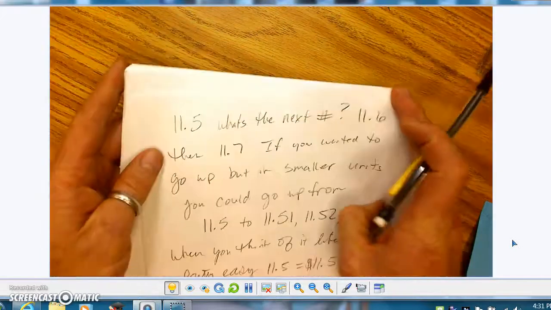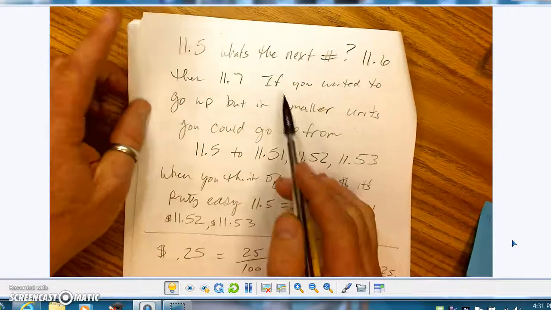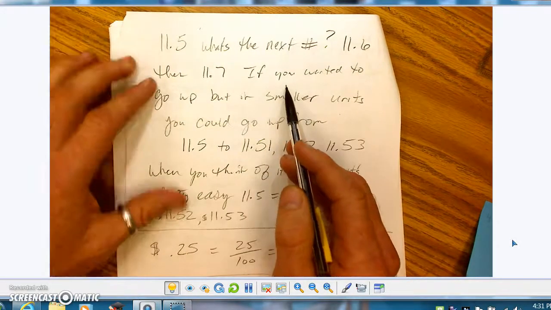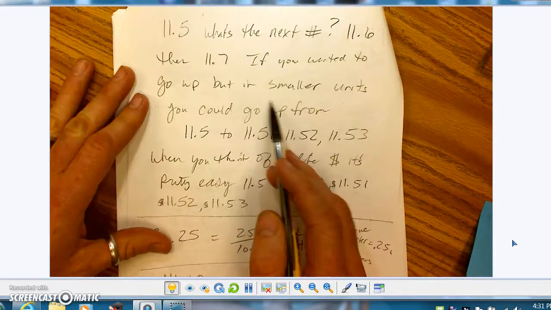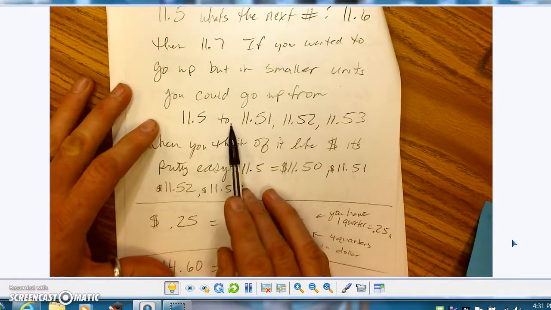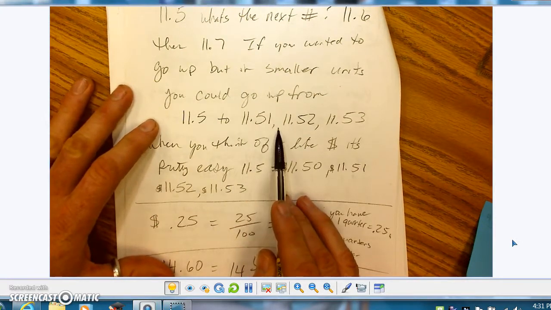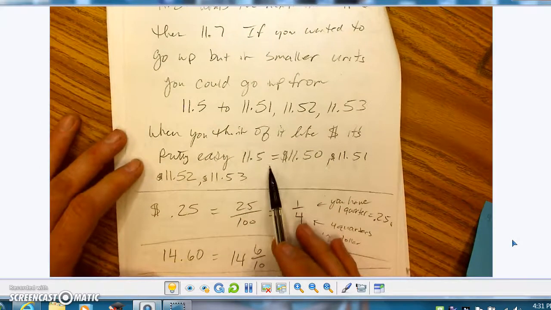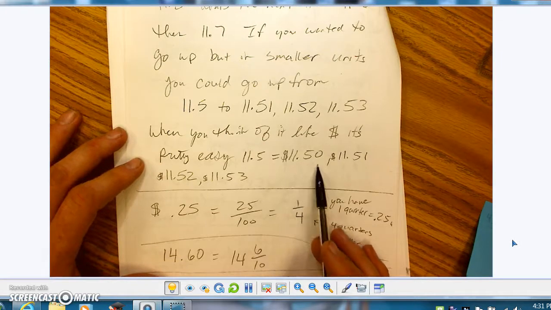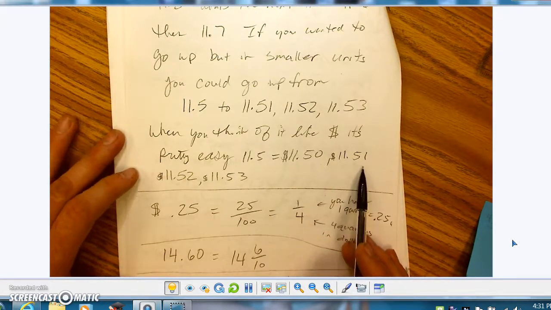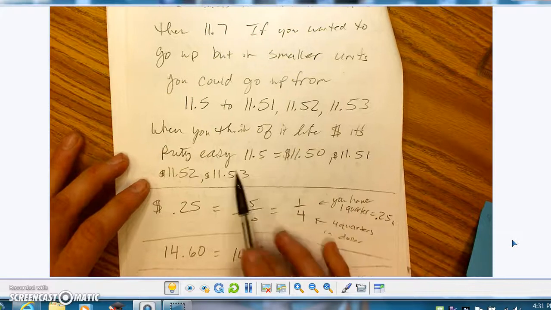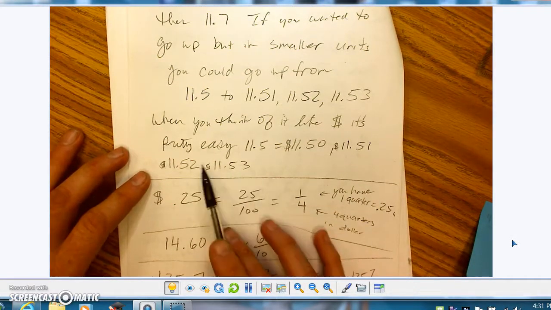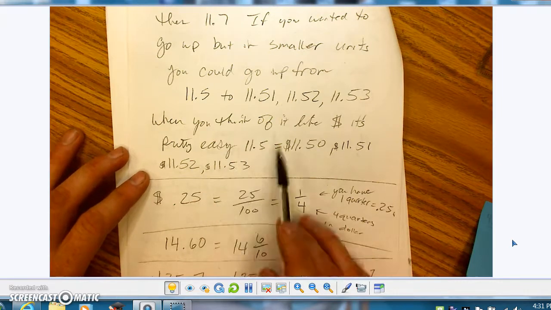Next, I said 11.5, what's the next number? Now 11.6 and then 11.7, but what if they gave you something else? If you wanted to go smaller units, you could go like 11.5 to 11.51. Now if you thought of it like money, then it's pretty easy. 11.5 is like $11.50. So $11.51 and then $11.52 and $11.53. And if you got rid of that little dollar sign, you're back into your decimals.